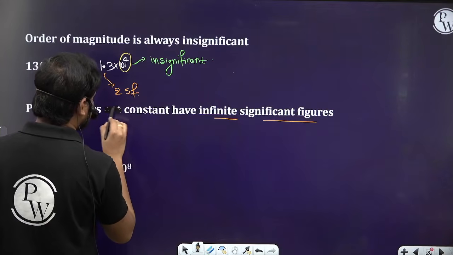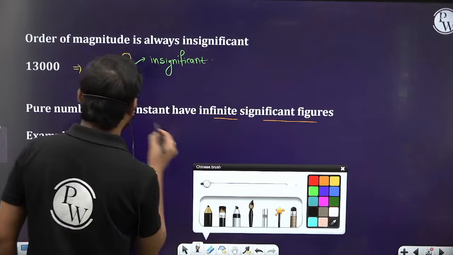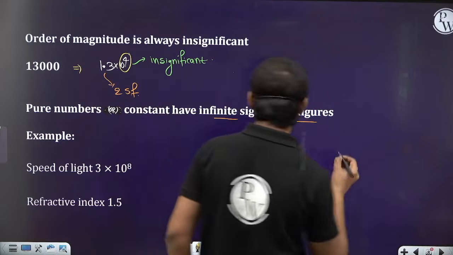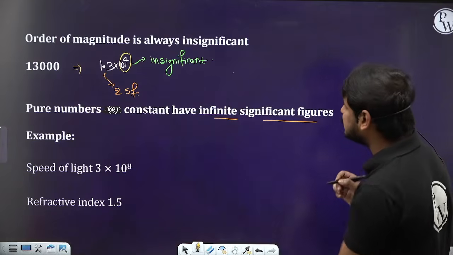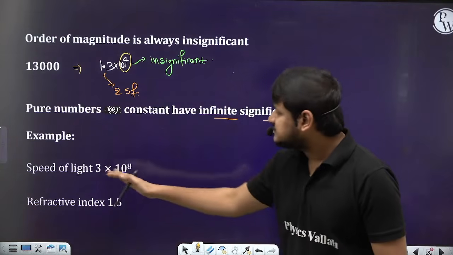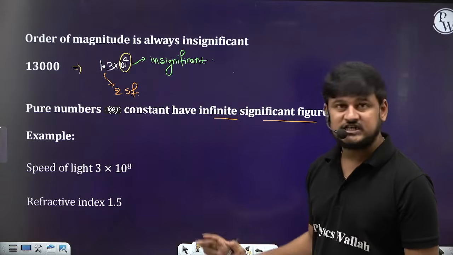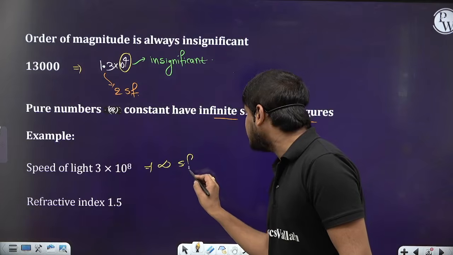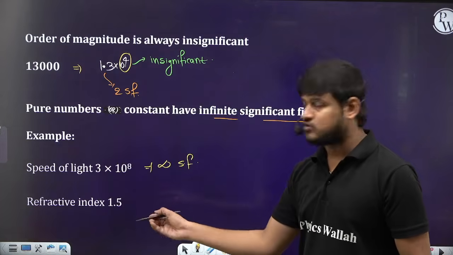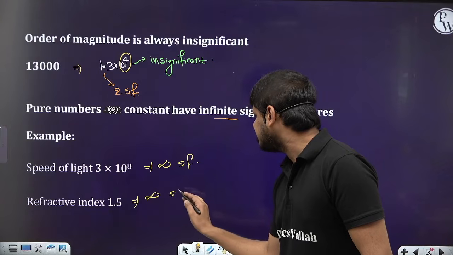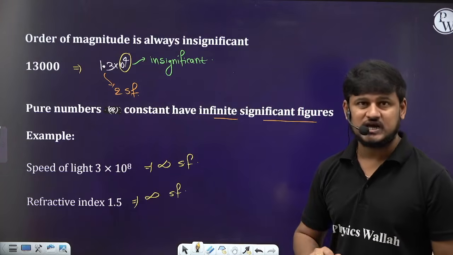So this is R. The pure numbers are constants, and constants have infinite significant figures. For example, the speed of light is a constant, so it has infinite significant figures. And pure numbers like refractive index, which is a constant, will also have infinite significant figures. Okay, so just remember this rule as well.